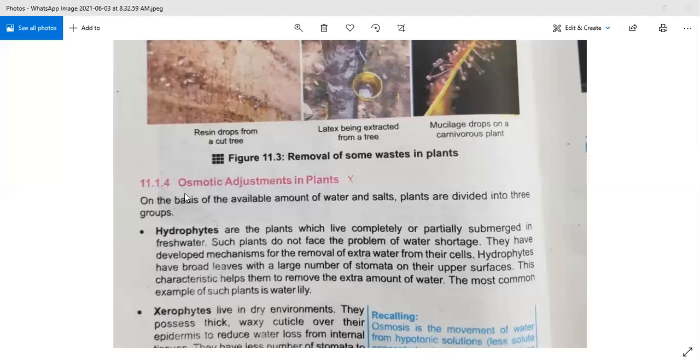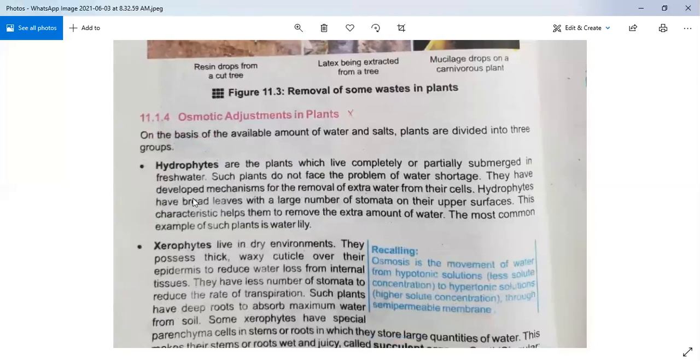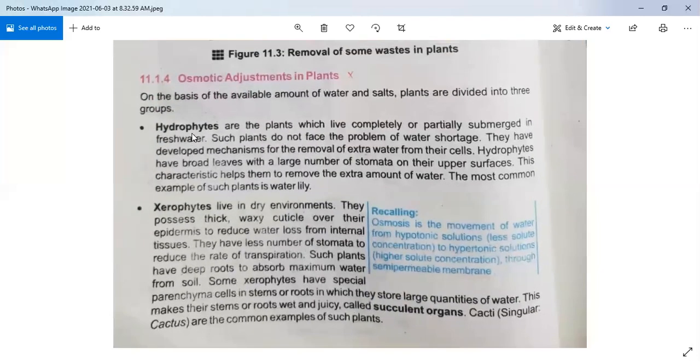First, we will discuss the hydrophytes. The word hydro means water and phytes means plants. These are plants which live completely or partly submerged in fresh water.